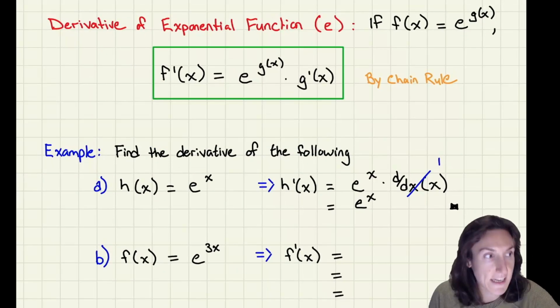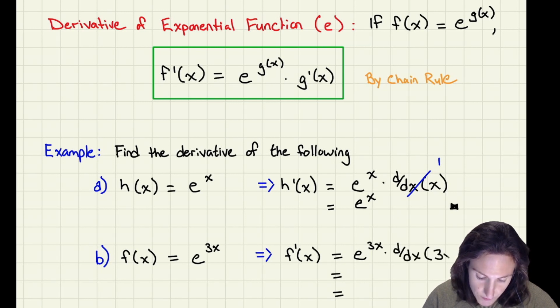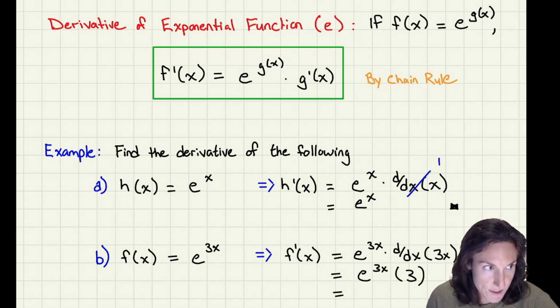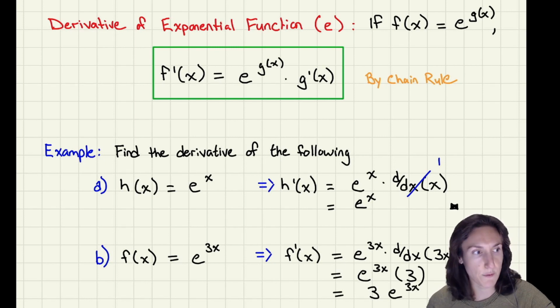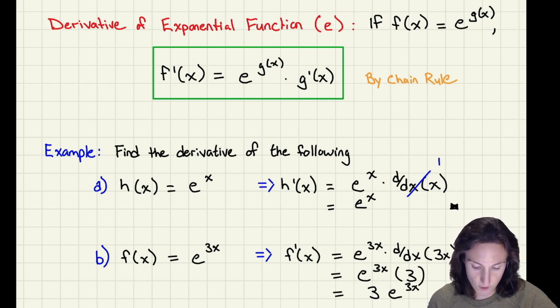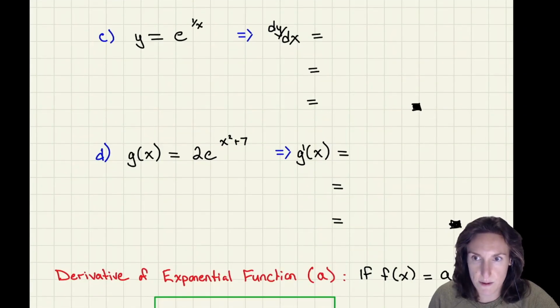Let's say we had e to the 3x, for instance. So we rewrite what we have, and then we have to take the derivative of the exponent. The derivative of 3x by the power rule, that's just going to be 3. And since these terms are multiplied together, I can switch their order. So I usually write coefficients first. And then we have 3 e to the 3x. All right, let's do a few more examples.